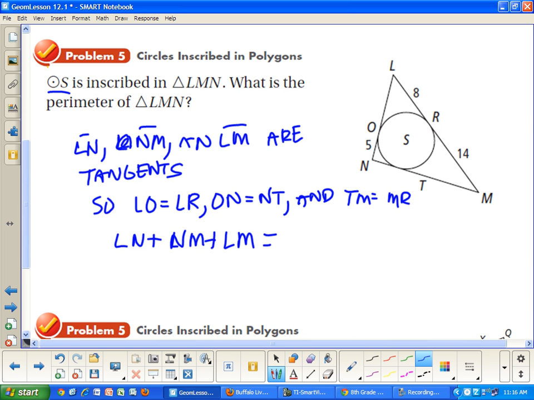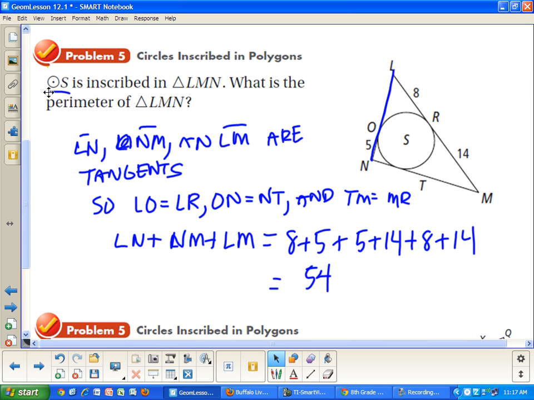And we know that LN, this one, is equal to LO plus ON, which is now 8 plus 5. And NM is equal to 5 plus 14. And LM is equal to 8 plus 14. So if we add all those up, we're going to get the perimeter, which is 50. All right, I'll let you try that.